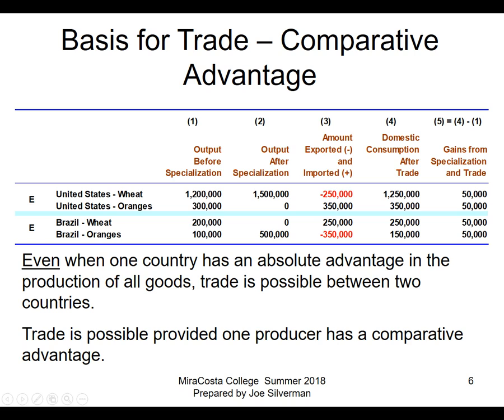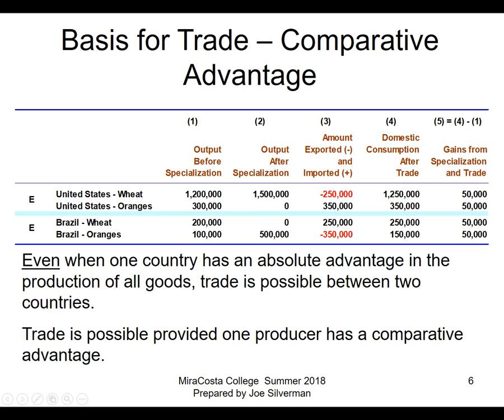So one of the things we see is that after specialization and trade, American consumers can consume 1,250,000 tons of wheat, which is 50,000 tons more than they could before specialization and trade. And American consumers can consume 350,000 tons of oranges, which is also 50,000 tons more than American consumers could consume before specialization and trade. So people in the U.S. are better off. Some people would say, well, yeah, we kind of knew that. We were producing more than they were in Brazil anyway.